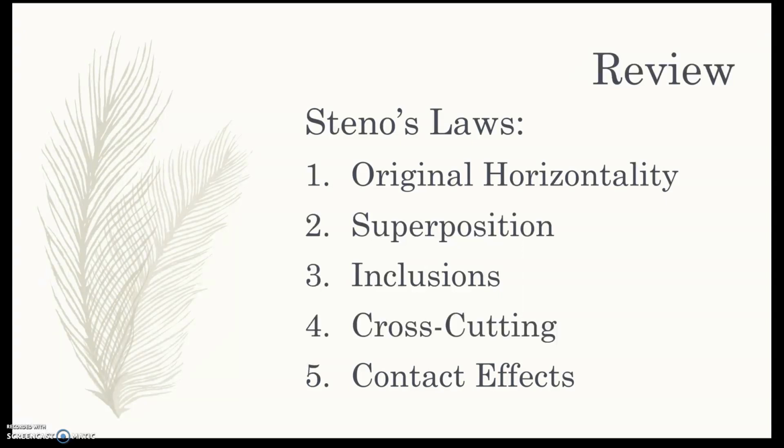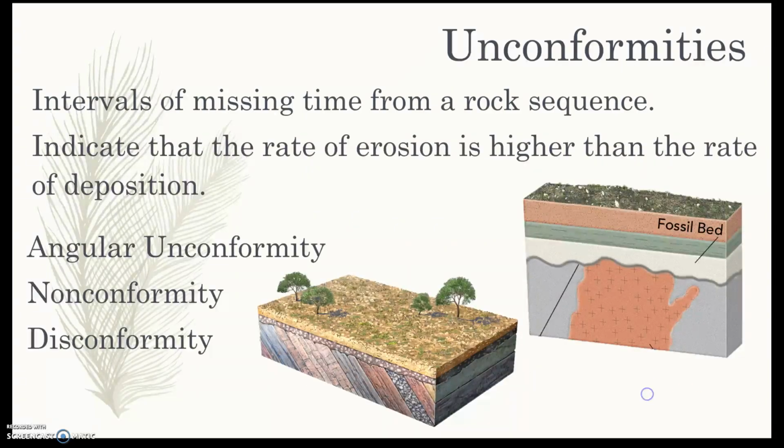So tonight we're going to learn a little bit about the idea of missing information. Like what happens if you're missing information from the rock record? This is called an unconformity. Those are intervals of missing time from a rock sequence. Usually this is because, and it's fairly basic, the rate of erosion is higher than the rate of deposition. So anytime you're depositing rocks, but they're being worn away faster than they're being deposited, you're going to be missing that layer 2-3 million years down the line.